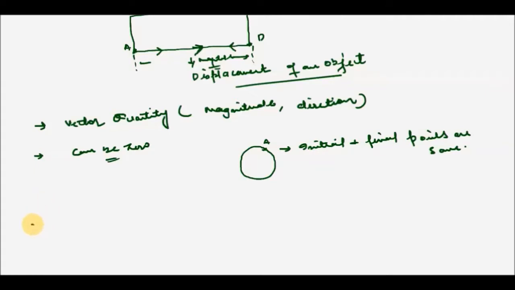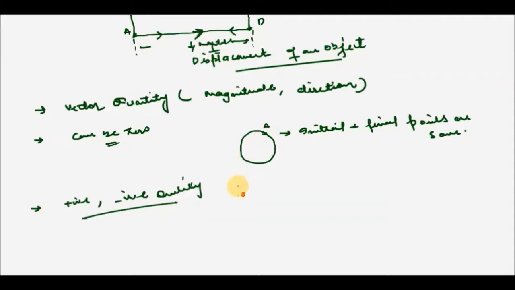Now the third point is that displacement can be a positive quantity and it can be a negative quantity as well, right? I don't think there's much need of an explanation in this point. We'll move ahead and let me solve a problem on distance and displacement so that we can have a better understanding of what we have read, right?